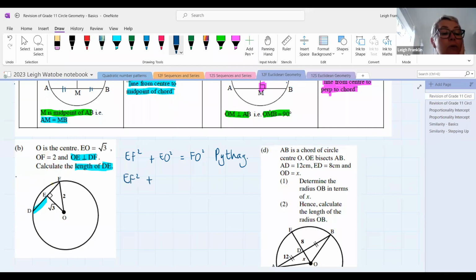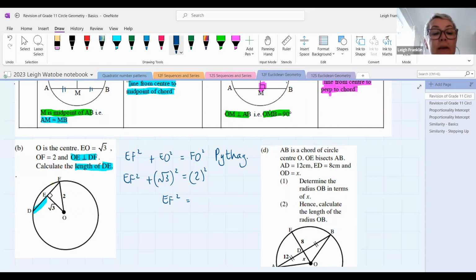Do we know EO? Yes, we do. We know that it is √3. Do we know FO? Yes, we know that it's 2. So that means we can solve for EF squared. So EF squared is going to stay on one side, and I'm going to take this term over to the other side.